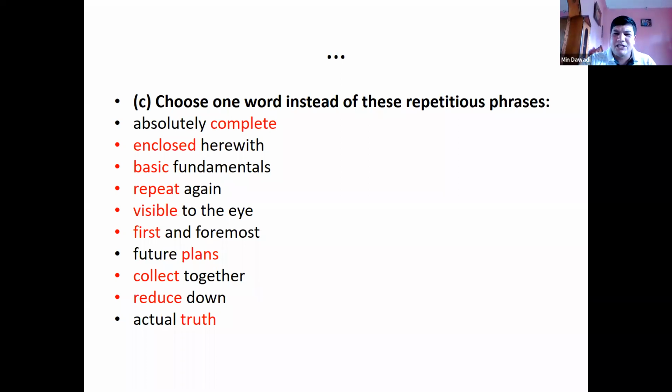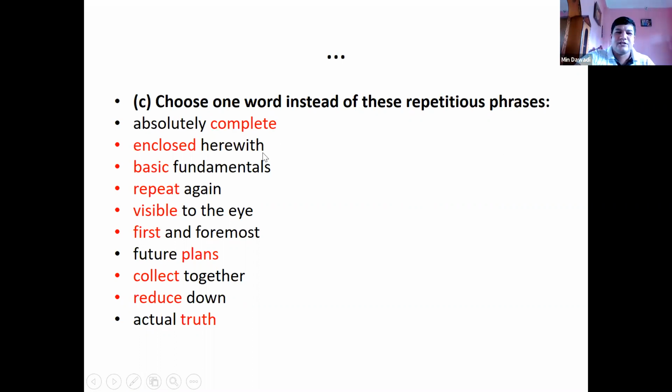Just see, repetitious phrases. We have to avoid the repetitious phrases. Repeated words should be avoided. Just say complete. No need to keep saying the project is absolutely complete. Just you can say the project is complete.